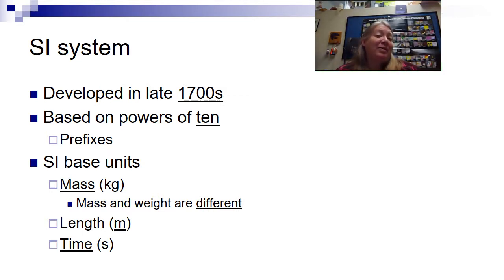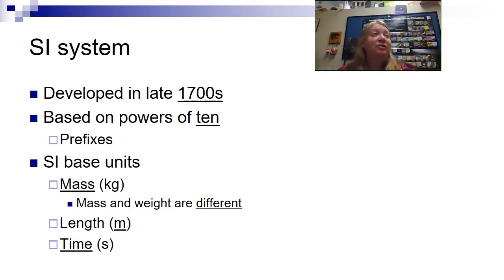Now, the great thing about the SI system is you have these base units and you can make them bigger or smaller by units of 10 by using a prefix. And we'll talk about those prefixes on the next slide. Now, there's 7 base units. We're going to talk about 3 right now. We'll add another one in later on. The first base unit we want to talk about is mass.